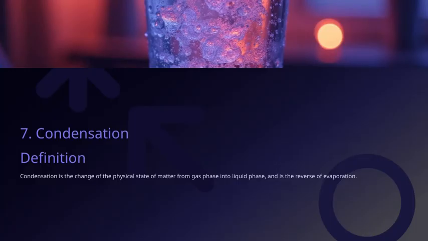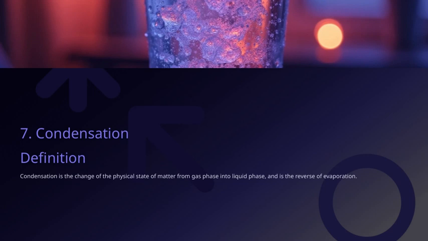Let's talk about condensation. Condensation is essentially the process where a substance changes from a gas into a liquid. Think about water vapor turning back into liquid water on a cold mirror. That's a perfect example. It's important to remember that condensation is actually the reverse of evaporation. While evaporation involves a liquid turning into gas and rising into the air, condensation happens when that gas cools down and transforms back into a liquid.